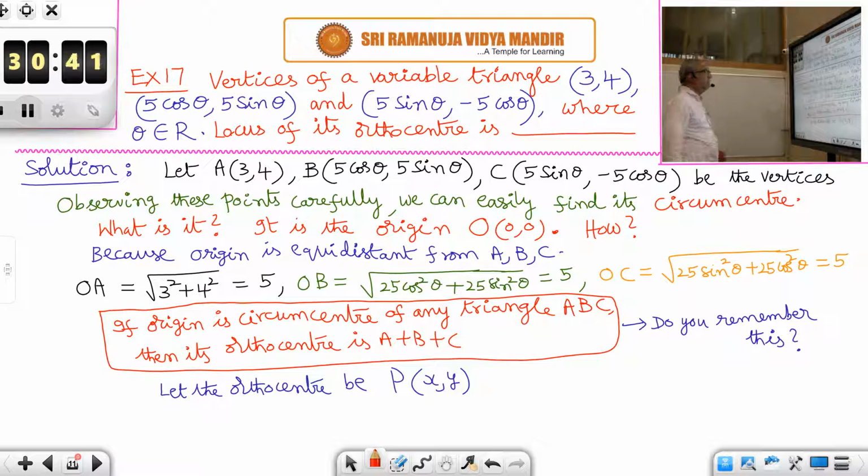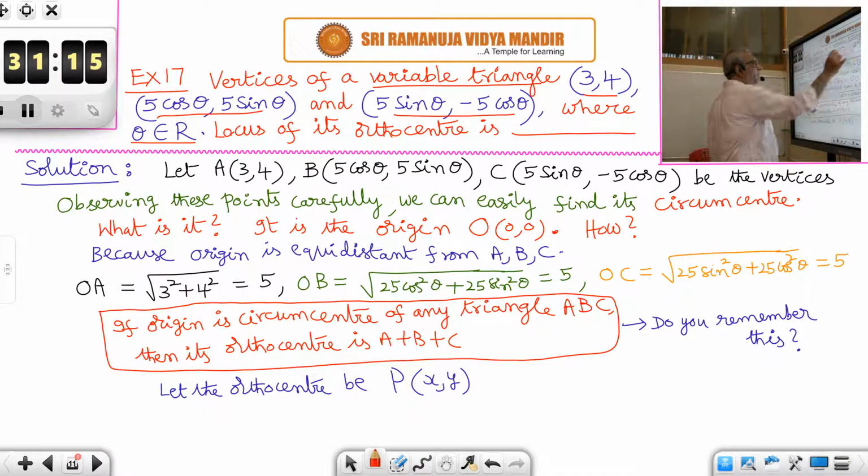Vertices of a triangle are (3, 4), (5 cos theta, 5 sin theta), (5 sin theta, minus 5 cos theta), where theta belongs to R. Why is it called a variable triangle? Out of the 3 vertices, one vertex, (3, 4), is of course fixed. The remaining 2 vertices are changing because theta belongs to R is a parameter, it takes different values. As theta takes different values, these two vertices will be changing. So therefore we say that the triangle is a variable triangle. It is not a fixed triangle.